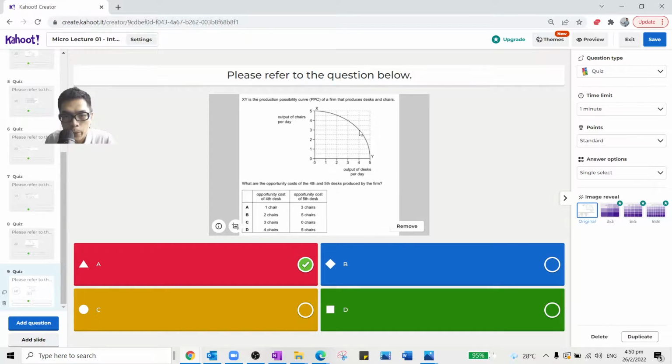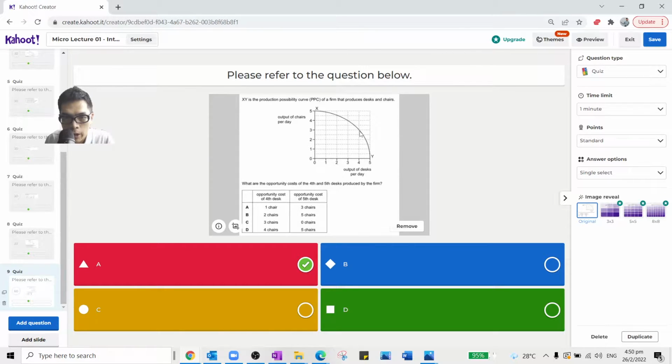So if you were to produce an additional desk, which is at this point, which is beyond your PPC, can we produce there? We can't, right? Because of scarcity. So we need to give up how many chairs? We need to give up 3 chairs in order to be producing on the curve itself. So the opportunity cost for the 5th desk is 3 chairs.